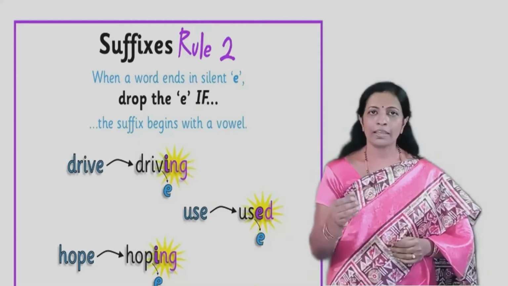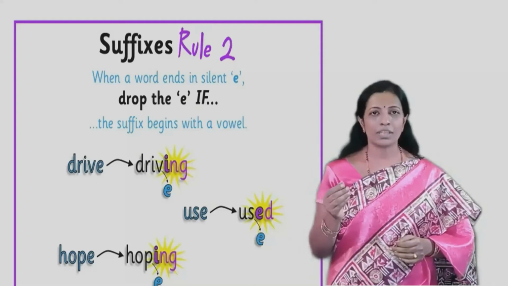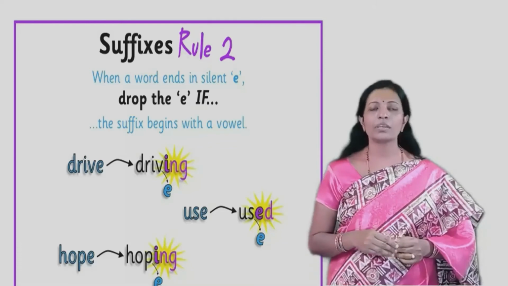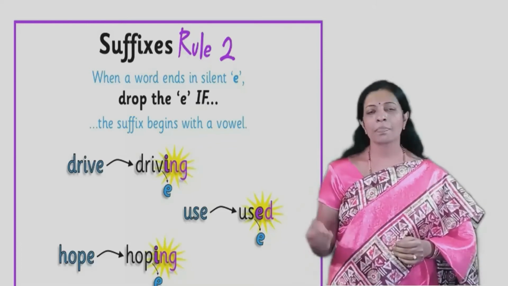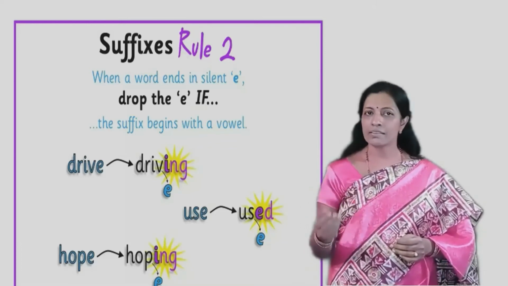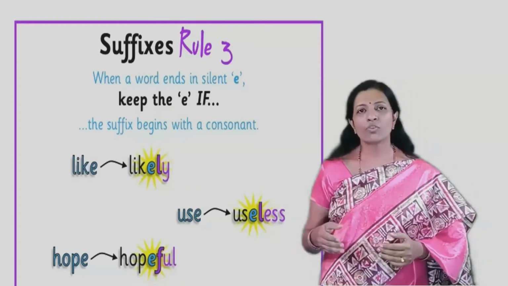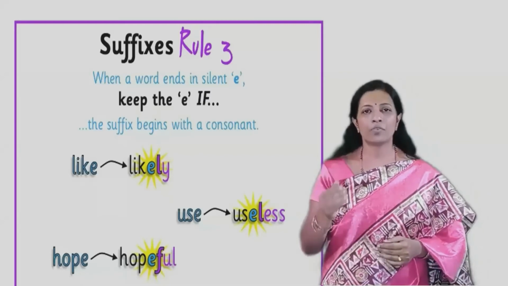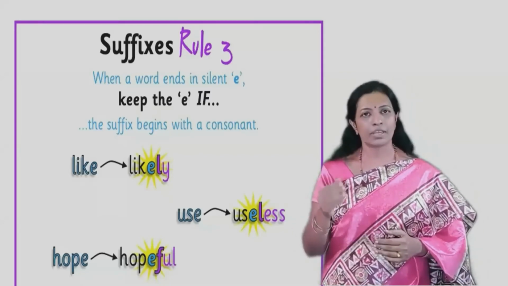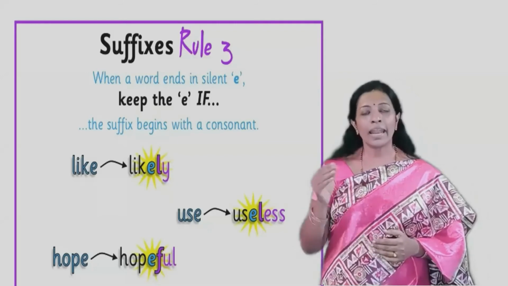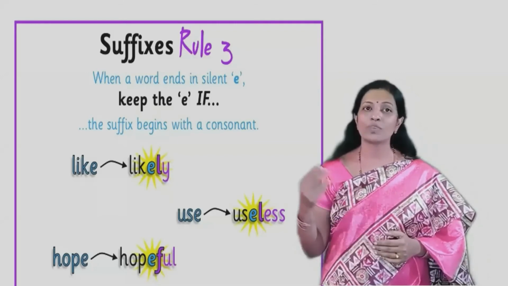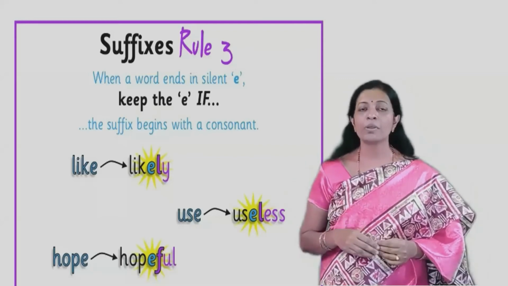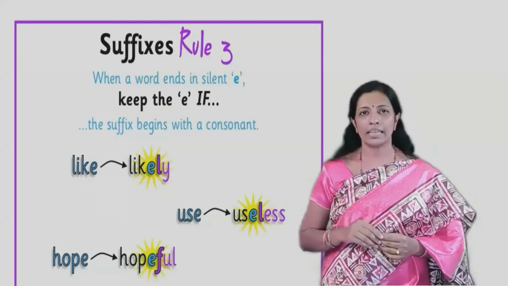Hope. Again, this is a word which ends with the letter E, but E is silent. When we add ing to it, the new word formed is hoping, but the letter E is absent. The next rule is completely the reverse of what we saw just now. When a word ends with E, where the E is silent, and the suffix added to it begins with a consonant letter, then the new word which is formed should consist of the letter E.